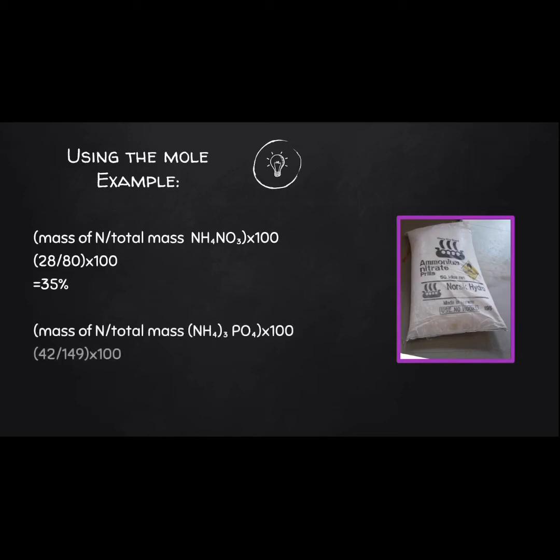I'm going to do the same thing with ammonium phosphate. I have 42 as my mass of nitrogen because I have 3 nitrogens. And then I'm dividing that by 149, multiplying by 100, and I get 28%. So ammonium nitrate would have the most nitrogen in it. It would have the greater percentage.